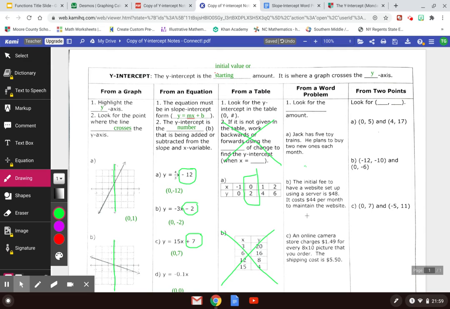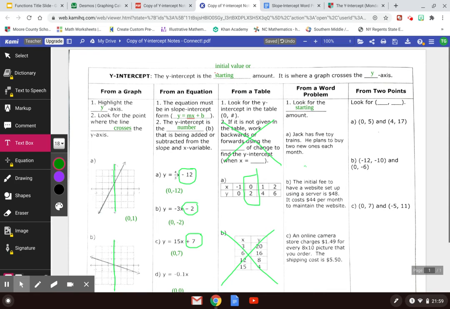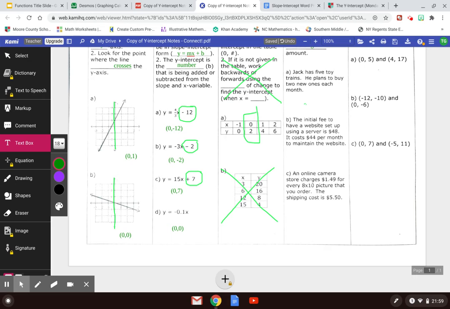Now, if you look at a word problem, what we're going to put up here is the word starting amount. When you're looking for your starting amount, you're looking for what amount the scenario is starting with. So for example, in A, it says Jack has 5 toy trains. So has is the amount that he is starting with. He has 5. Then it says he plans to buy 2 each month. So the words each and month indicate change. Those are key words that indicate change.